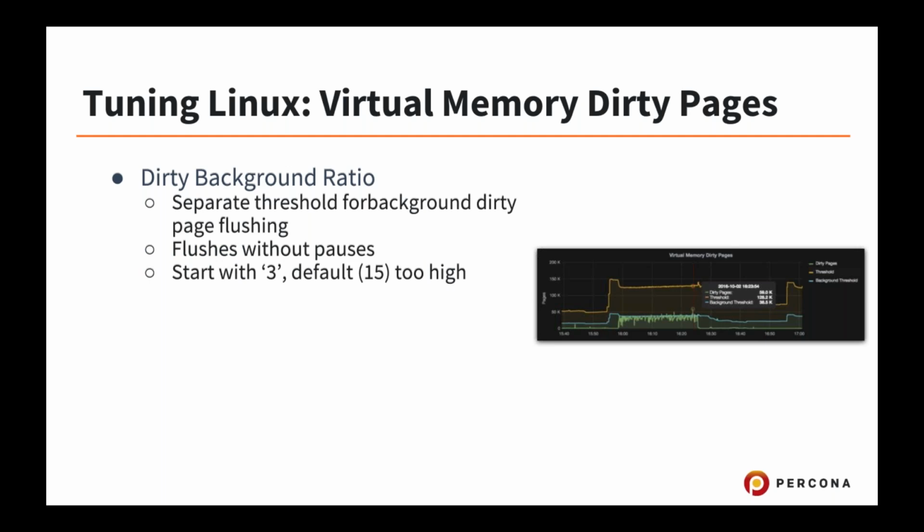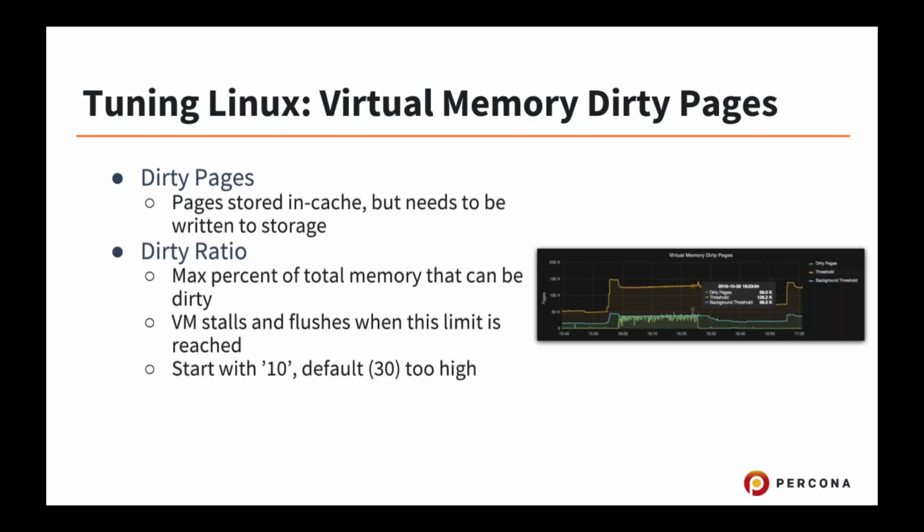The background ratio is similar, but it starts earlier. So you usually want to set that, well, you have to set it lower than the previous value. So I usually recommend 3 for your background ratio so that the cleanup starts in the background. It's kind of a soft limit at 3% of your memory usage, and going back at 10% of your memory usage, there's a hard limit that says we can't do more than that. We have to flush this data to disk.